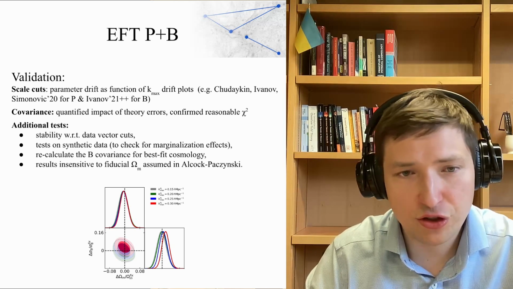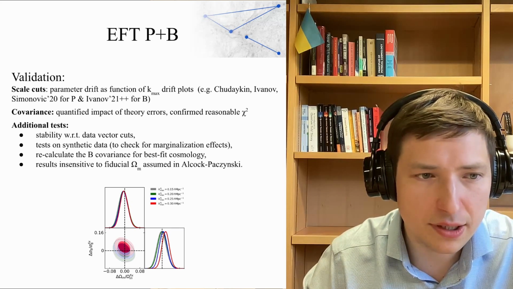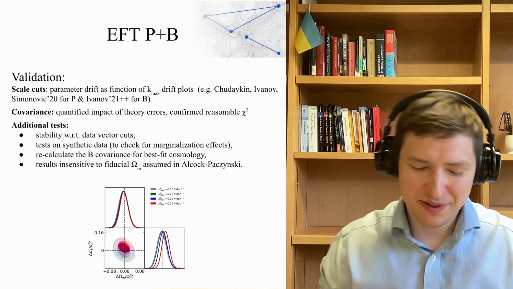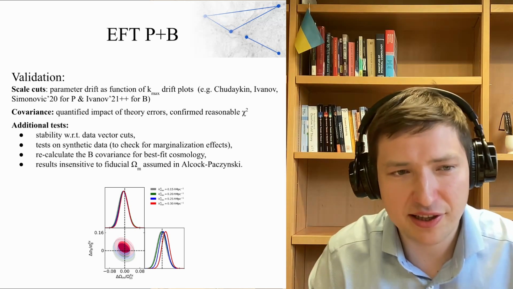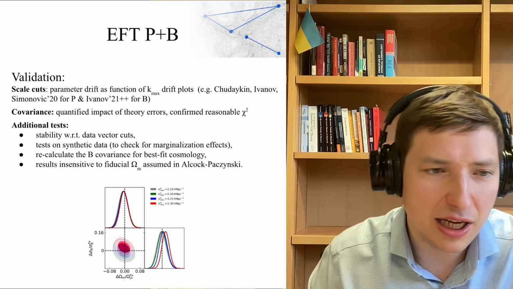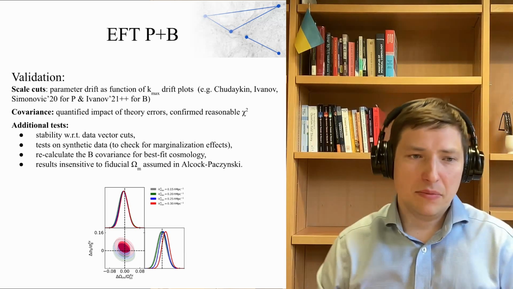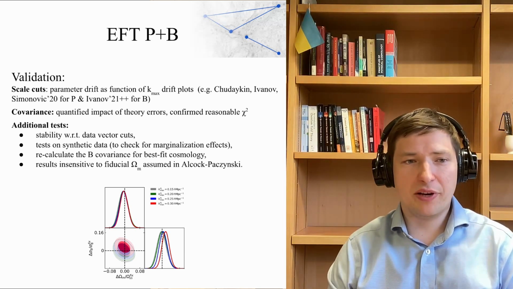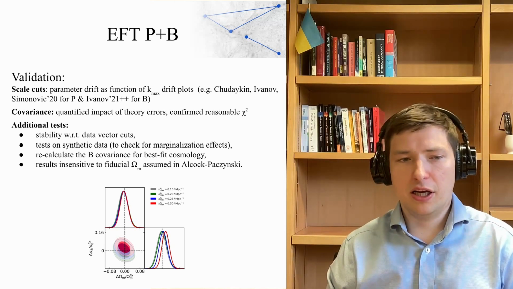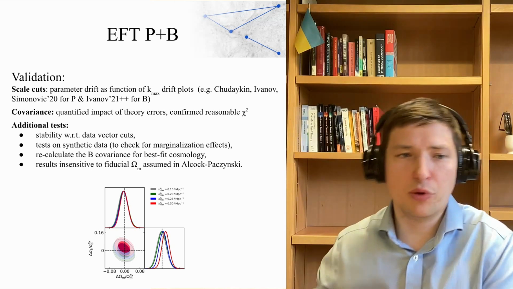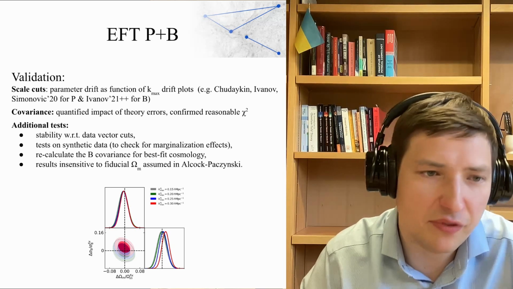Then we also checked that for a given Kmax, our chi-square is reasonable. And when we fix the baseline Kmax and baseline choices, we also did some additional tests on top of that. So we tested if the results are stable with respect to the data vector cuts. At some point we would just remove the bispectrum, or use only large scales of the bispectrum or only the small scales, and so on and so forth. And if the results are stable, then we trust them.